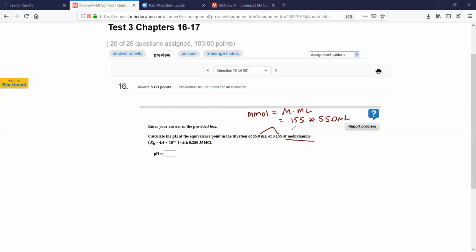So I'm just going to write this. It's a Kb, so it's a base, and this is a weak base. I'm just going to write it as B. So this is acting as my weak base. It's reacting with HCl, and chlorine is just going to be a spectator ion here.